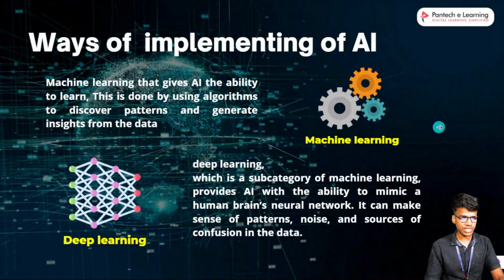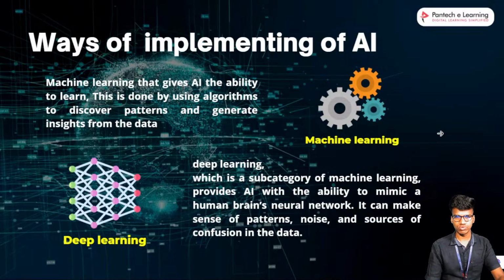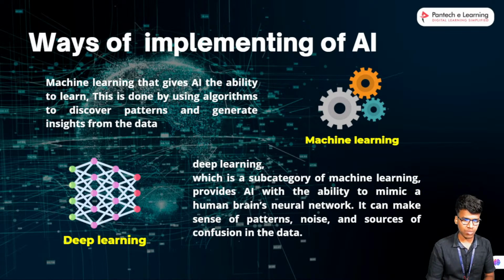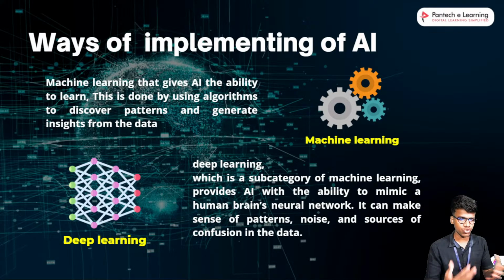Next we go with the ways of implementing AI. Already we know deep learning and machine learning. Machine learning gives AI the ability to learn. This is done by using algorithms to discover patterns and generate insights from the data. Deep learning, which is a subcategory of machine learning, provides AI with the ability to mimic a human brain's neural network. As I already said, deep learning is controlling the data and taking a decision whether the data is fixed or not. The same process is done like a human brain. The human brain controls our entire body, right? That's why I said deep learning works like a human's brain.